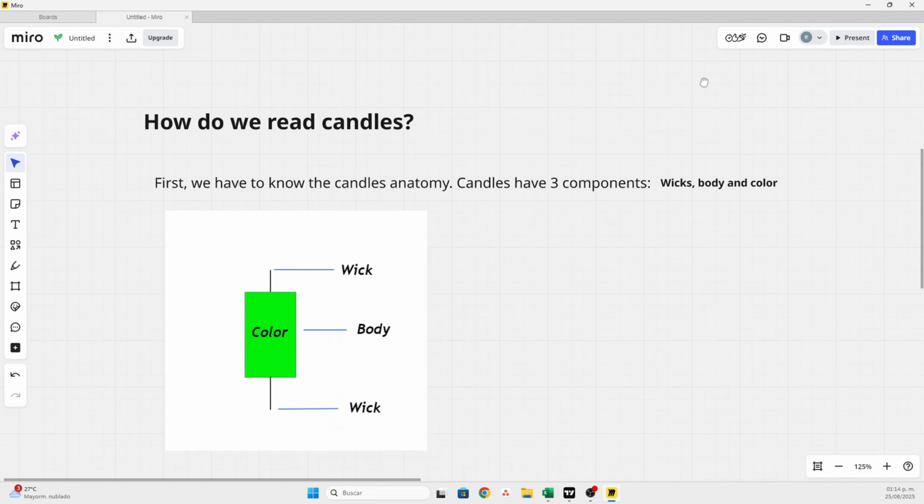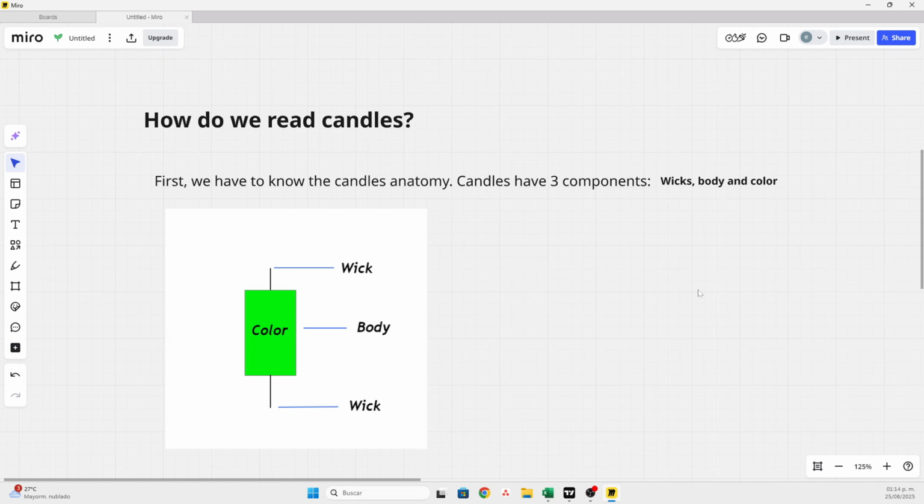Now, how do we read candles? First, we have to know the anatomy of the candle. Candles have three components, which are the wick, the body, and the color. The wicks are gonna be the ones on top and bottom of the candles. So, this little black string that you see on top or bottom of a candle are gonna be the wicks. So, you're gonna see two wicks in a candle, at the bottom and at the top of the candle.